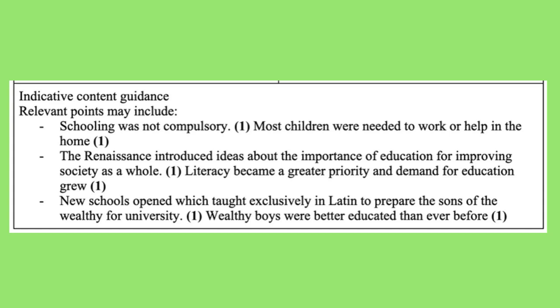Our feature is schooling was not compulsory, and that will award you 1 mark. The next part of this point is most children were needed to work or help in the home, and that will get you your 2nd mark. And you can see that supporting information is explaining the feature in a little bit more detail. It's a good opportunity to bring in your existing knowledge and show the examiner how much you know about the topic.